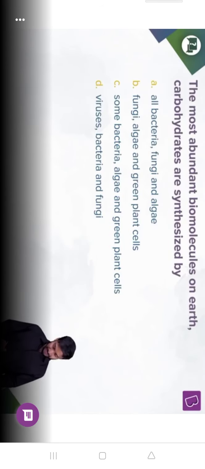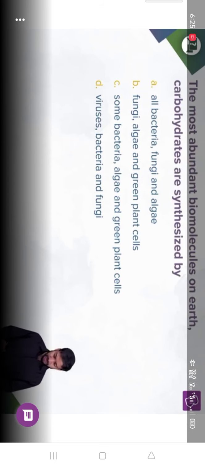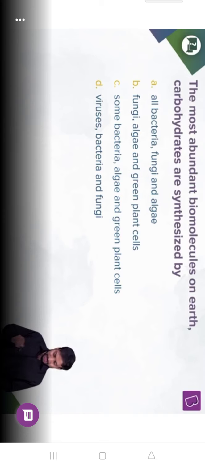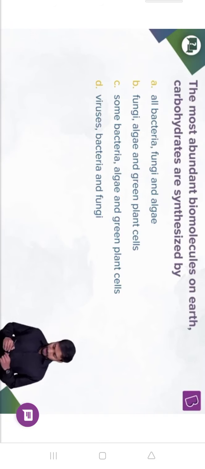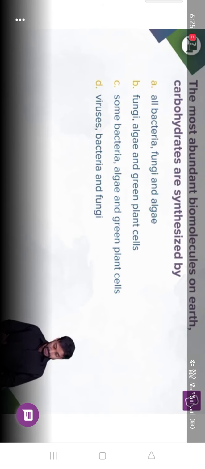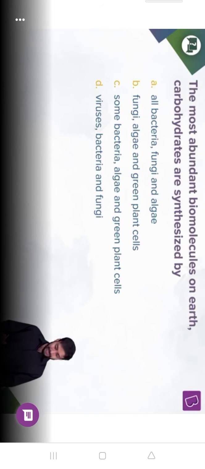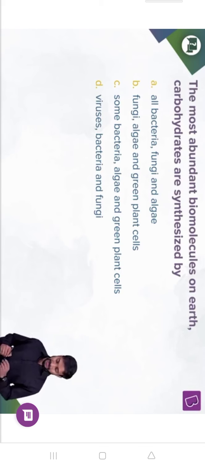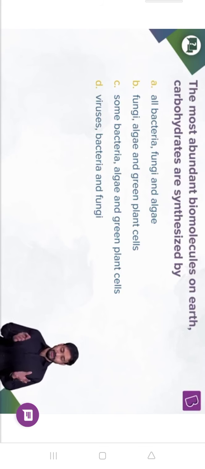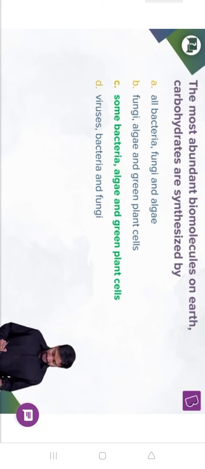Great. Let's see. The most abundant biomolecule on Earth, carbohydrates, are synthesized by what? We just discussed about it. Come on, answer it. Let's see who can answer this question quickly. The most abundant biomolecule on Earth, carbohydrates, are synthesized by? The answer is C. Some bacteria, algae, green plant cells. Correct? Okay.